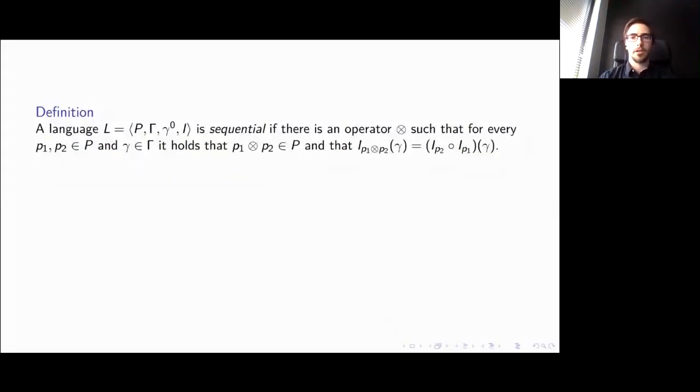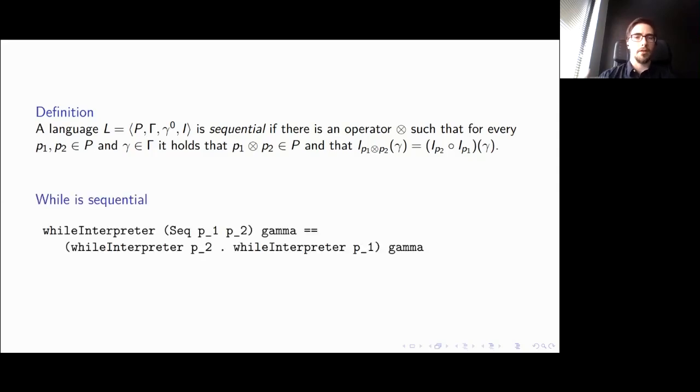Then such a language is sequential if there's an operator, such that we can combine any 2 programs and get a new valid program. And if we execute the combined program via the definitional interpreter, it should result in the same effects as executing the composition of the programs in isolation. And for the while case, we have a sequence as this operator. And then here we see that the equality holds. So therefore, while is a sequential language.